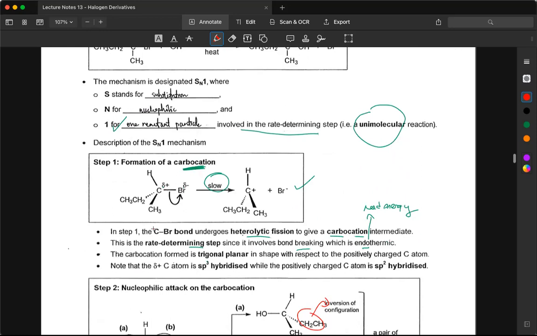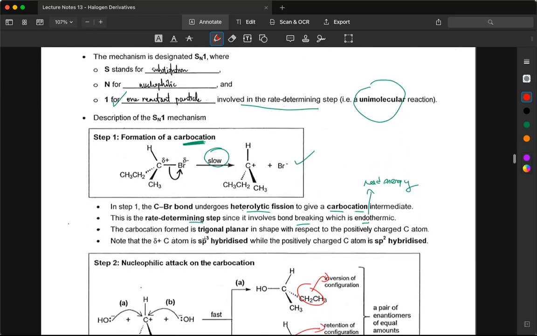In step 1, the C-Br bond undergoes heterolytic fission. Heterolytic means the opposite of homolytic, meaning uneven cleavage, which means the electrons in the covalent bond are taken away by bromine. So it is considered heterolytic fission. The carbocation intermediate is formed. This is the rate determining step because it is slower as it involves bond breaking that is endothermic, so energy is needed for the reaction to proceed.